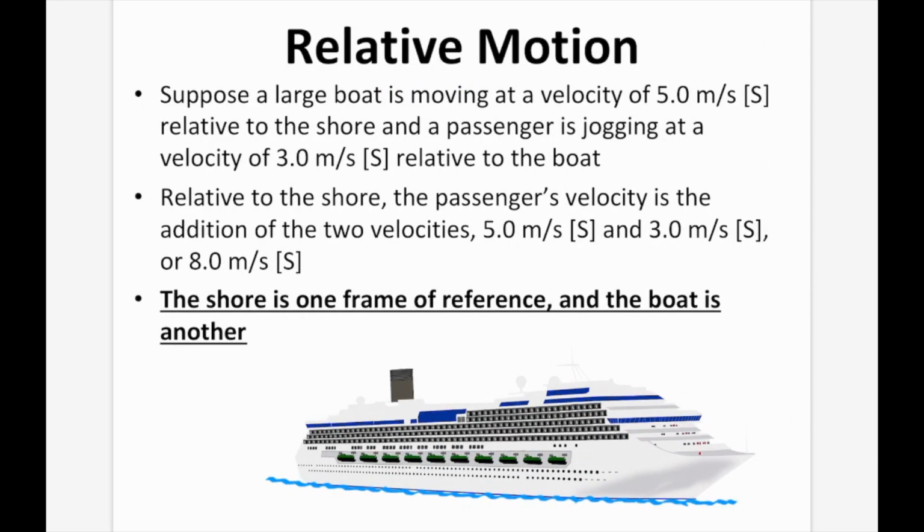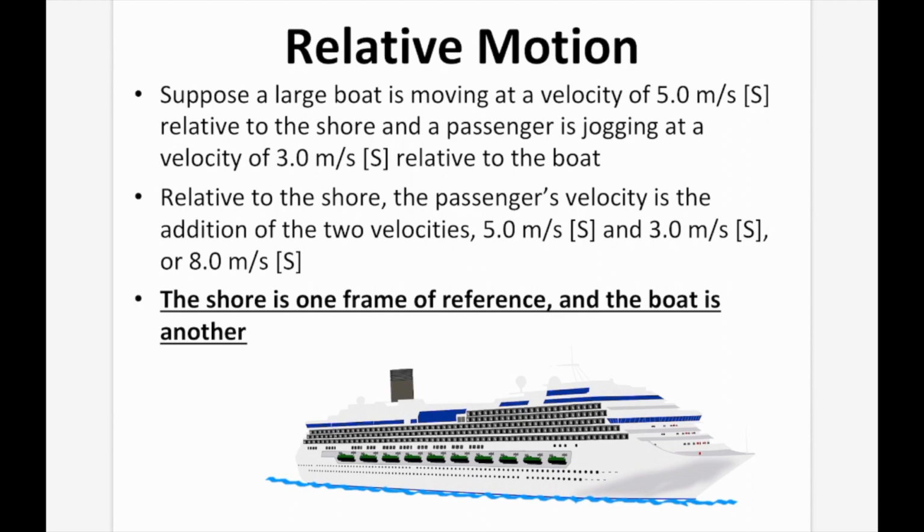Relative motion. Suppose a large boat is moving at a velocity of 5 meters per second south relative to the shore, and a passenger is jogging at a velocity of 3 meters per second relative to the boat. Relative to the shore, the passenger's velocity is the addition of the two velocities. So 5 meters per second south and 3 meters per second south, or 8 meters per second south.